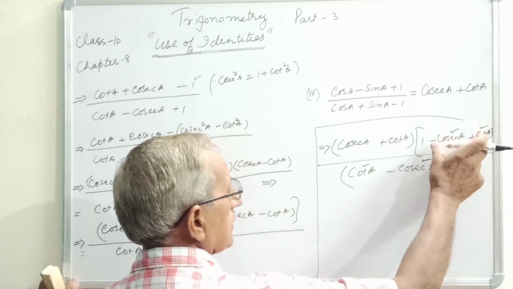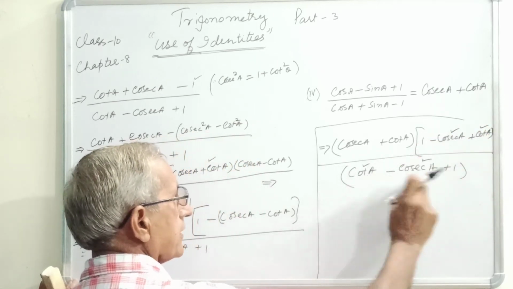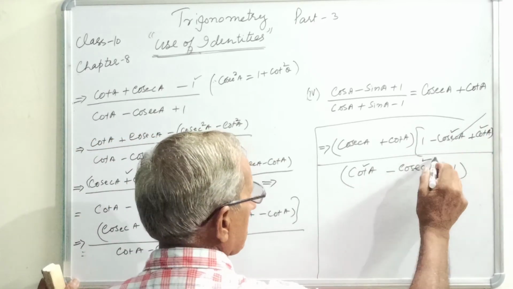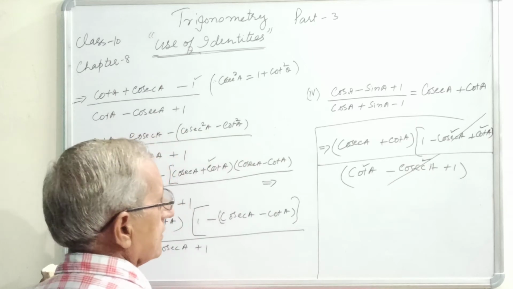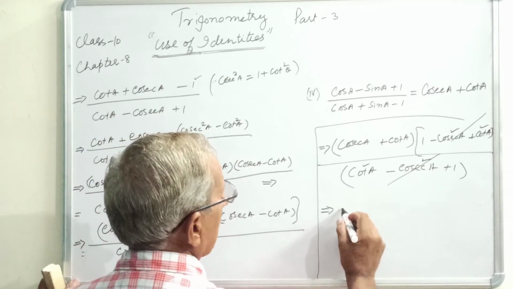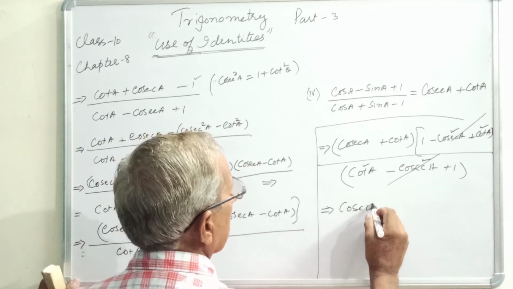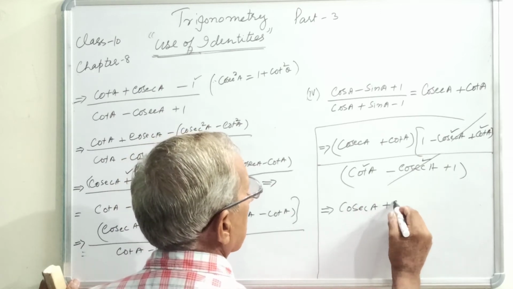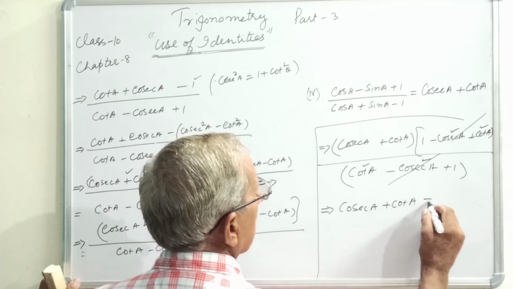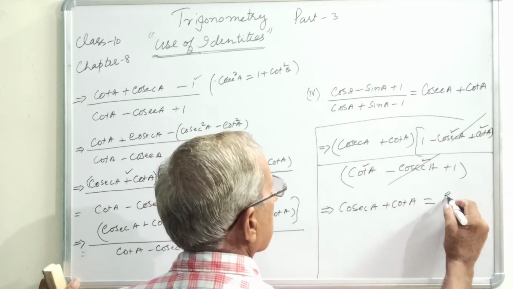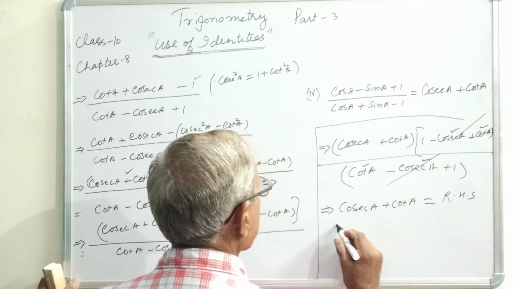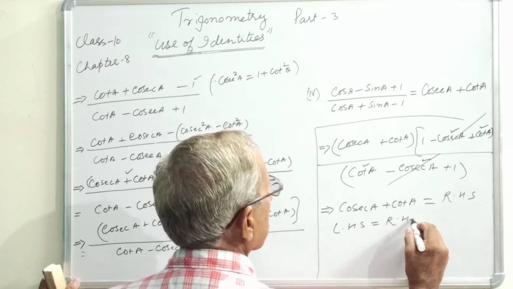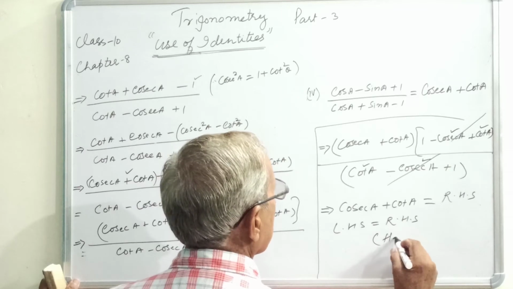So means these three terms are identical with these three terms. They are similar. So this has been cancelled. So we have got only cosecant A plus cotangent A, and that was the right hand side. So left hand side equal to right hand side, hence proved.